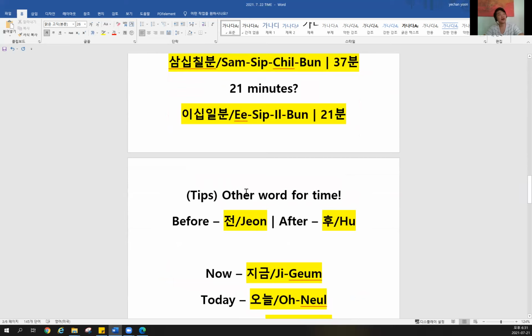Other words for time. This is really important, guys. Not only for the time, but these words you're going to learn and you're going to use a lot when you're making sentences and when you try to have a conversation with others. Okay? For before, you can say 전. 전. It means before. How about after? You can say 후. 후. It means after.